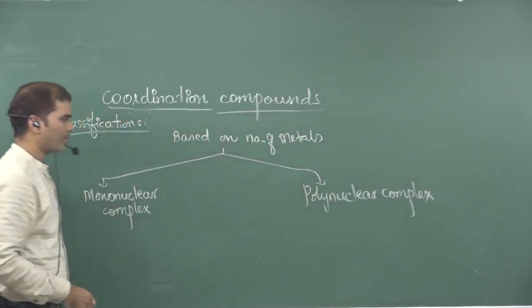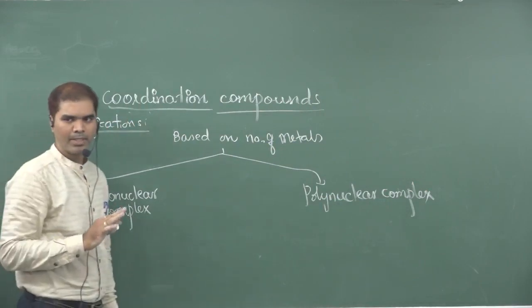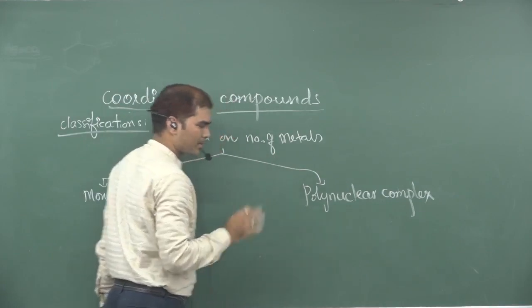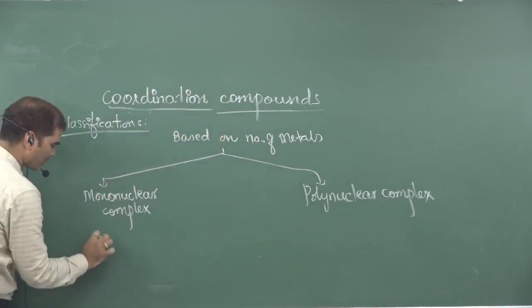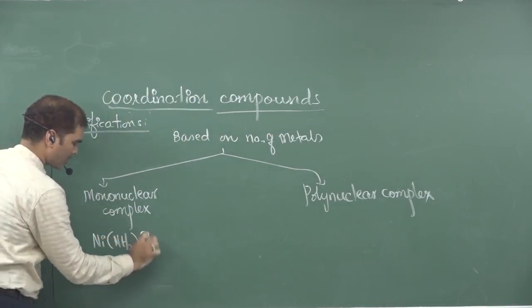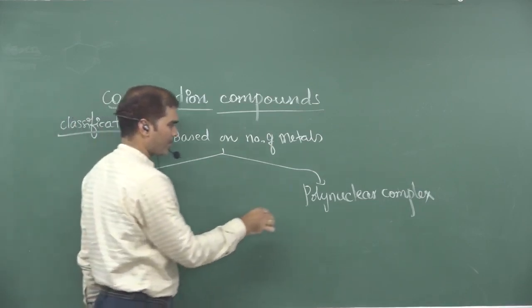One we call mononuclear complex, another is called polynuclear. Mono means a single metal atom, poly means more than one. It could be 2, 3, 4 and so on. For mononuclear complexes, take whatever examples I have given previously, or take a new example, wherever you find just a single metal atom.